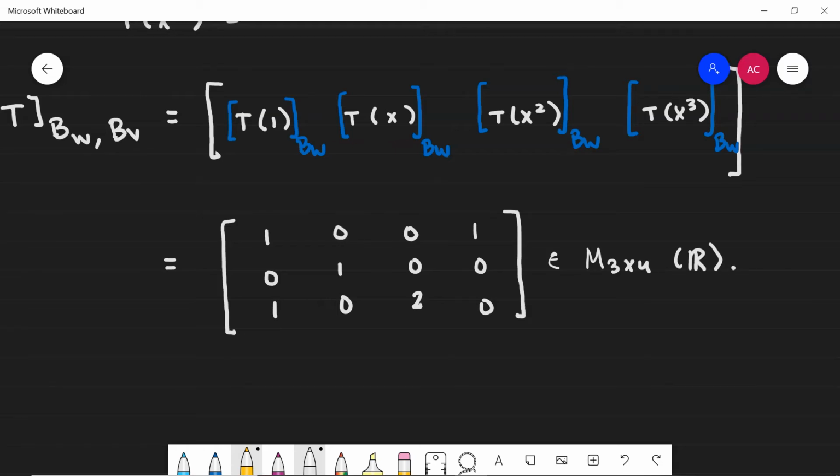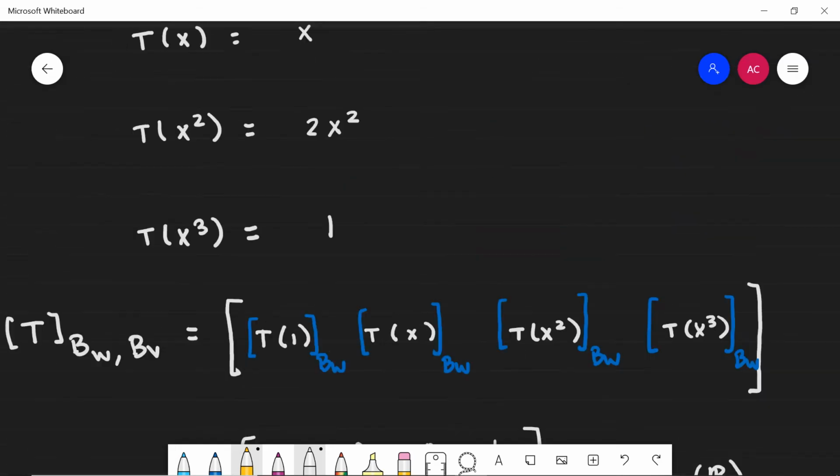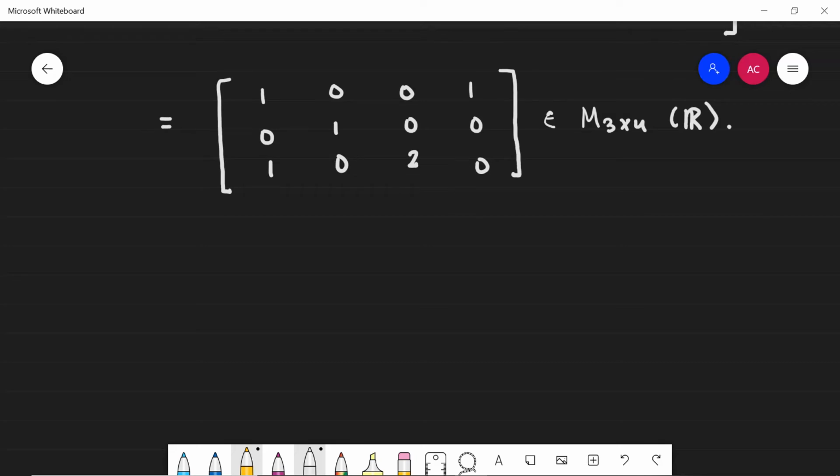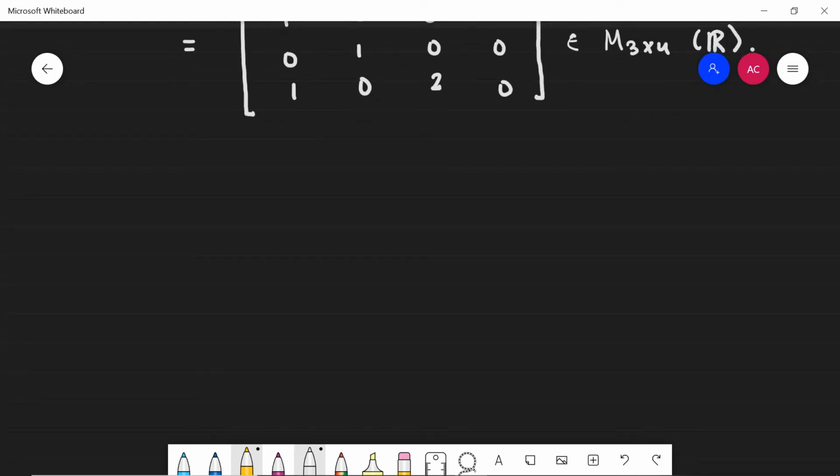Okay. Now, let's check commutativity of the diagram with an explicit example. Let me write what commutativity of the diagram states. Okay, so commutativity of the diagram says the following.